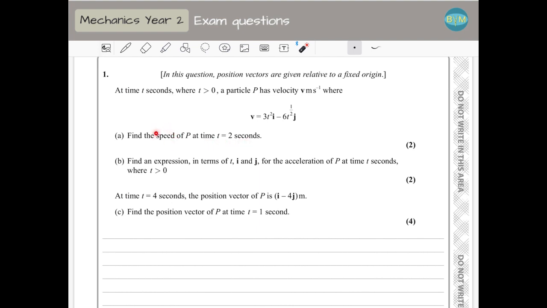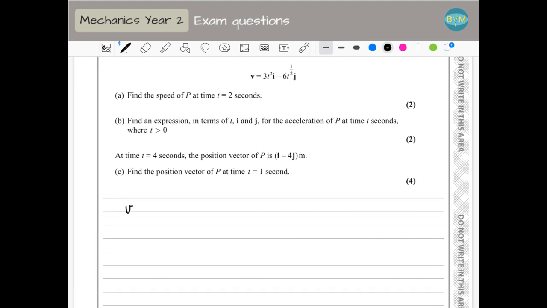So remember when they ask us the speed, they are asking us the magnitude of the vector. So we need to find what the velocity is when t is 2 and then find the magnitude. So velocity, my vector velocity is, and I prefer to write this notation. It doesn't matter which notation you use, because you are going to get the marks either way. So this is a vector velocity.